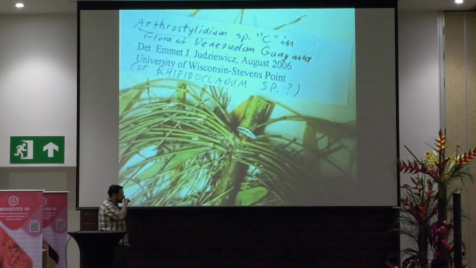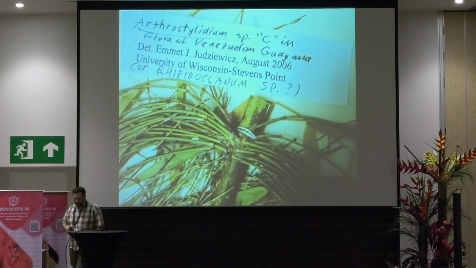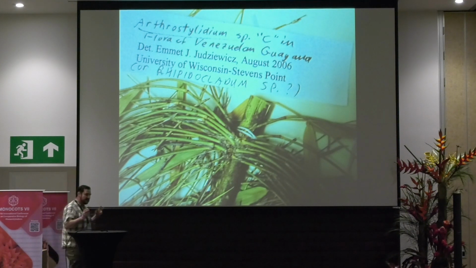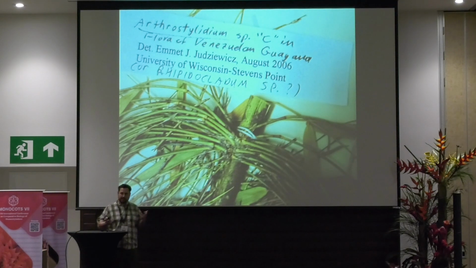And this is kind of fun. I love this. This specimen is one that I came across. So this is Emmett Ujevich, one of my mentors. He's literally a co-author on the book about American bamboos. And he got this specimen and he called it Arthrostylidium species C, so not even a validly published taxon, in the flora of the Venezuelan Guiana.